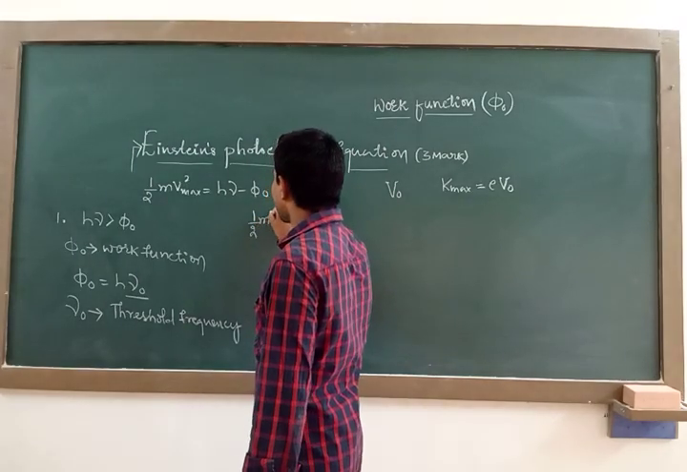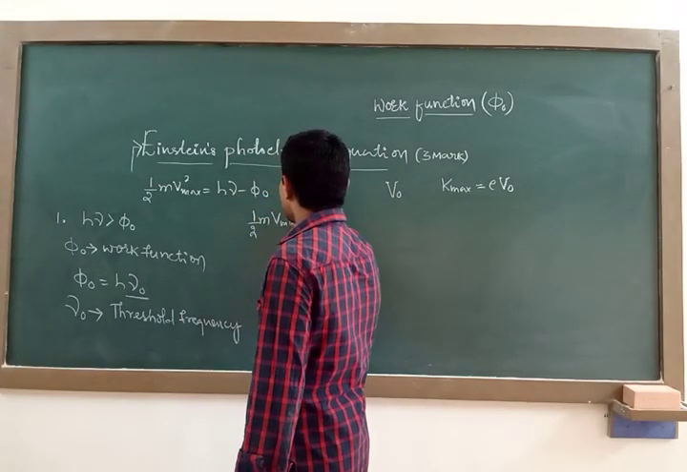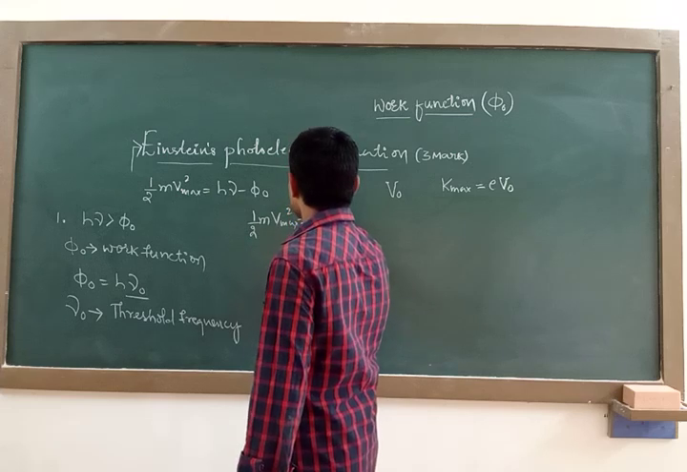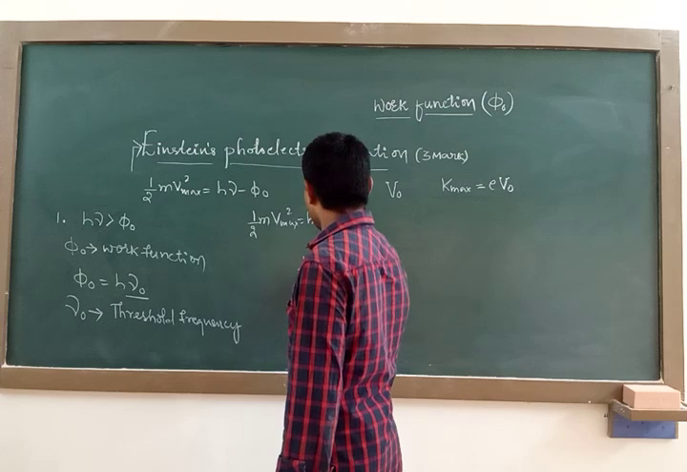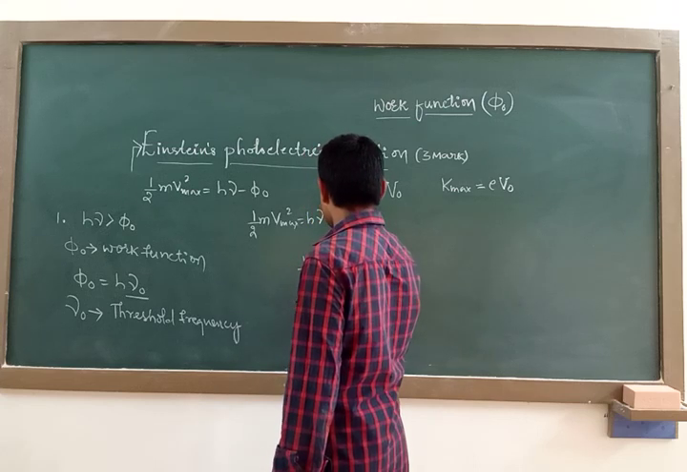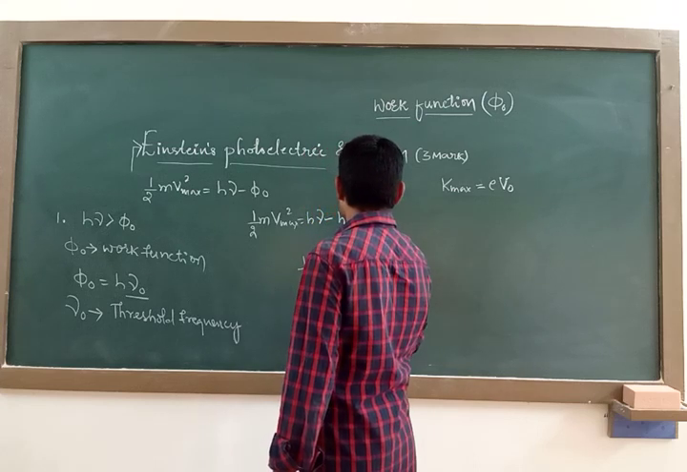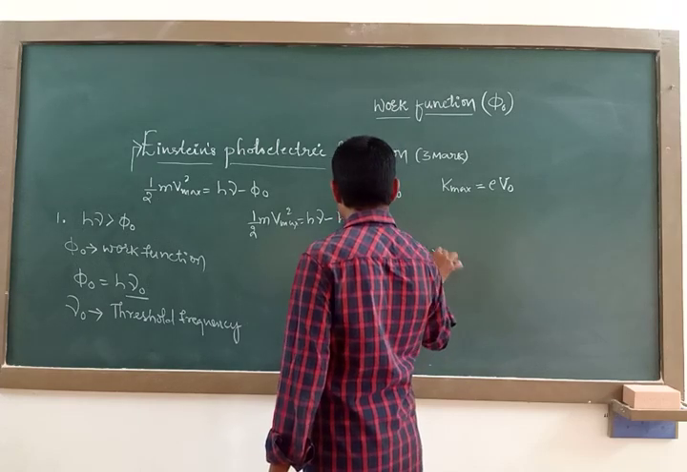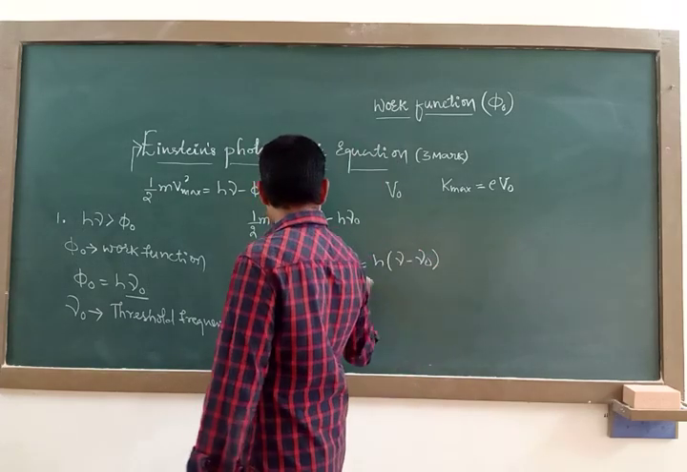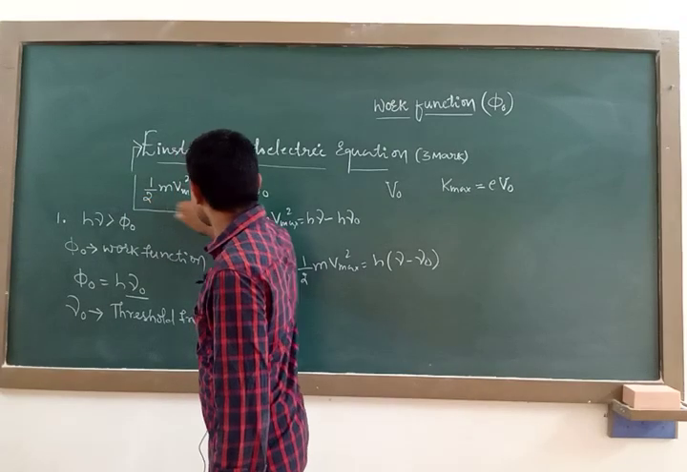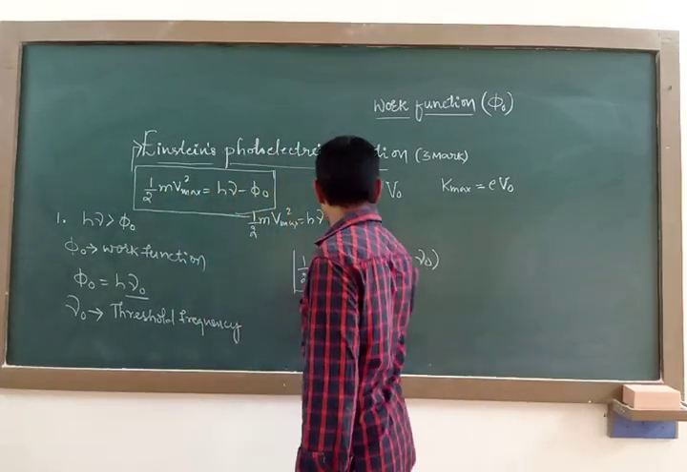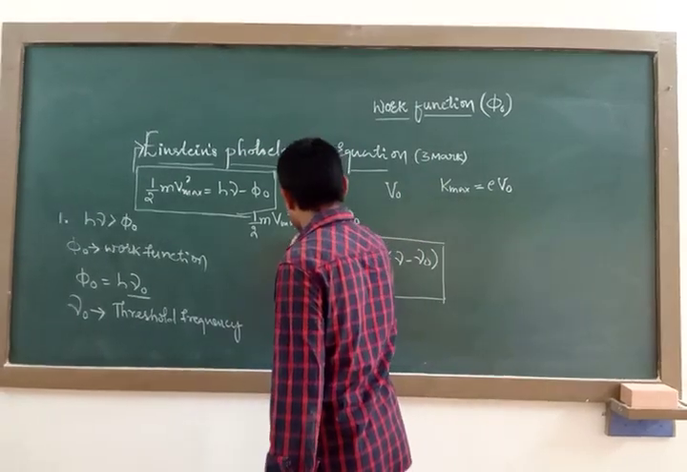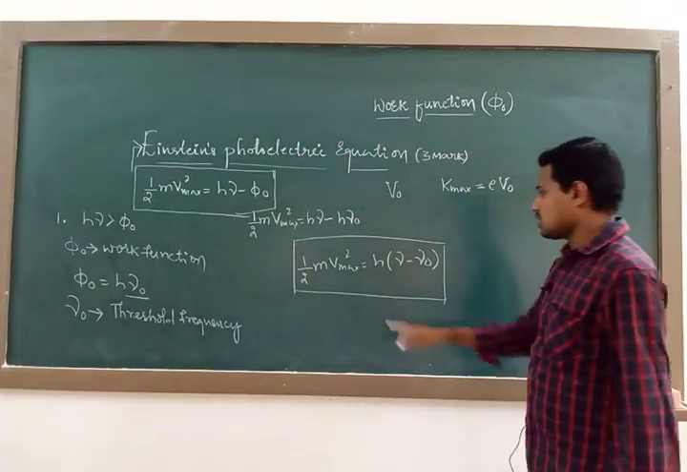half mv max square is equal to hν minus φ0. What is φ0? hν0. Therefore, half mv max square is equal to h, which is common, times (ν minus ν0). So here from this equation we can clearly tell that the maximum kinetic energy of the photoelectron is directly proportional to the frequency. So this is another form.